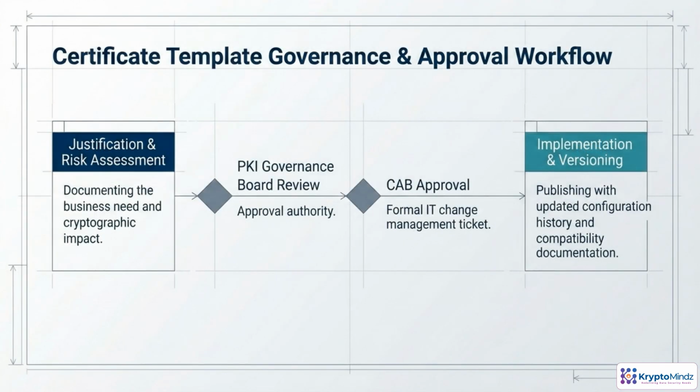Introducing or changing a certificate template should feel like a mini security project, not a checkbox. Begin by capturing the business justification and doing a risk and crypto impact assessment. Who needs this? What keys and algorithms are involved, and what could go wrong? Then route it through PKI governance and your change advisory process, so multiple stakeholders sign off. Only after approvals do you implement, publish, and version it, updating configuration history and compatibility notes so future engineers understand exactly what changed and why.